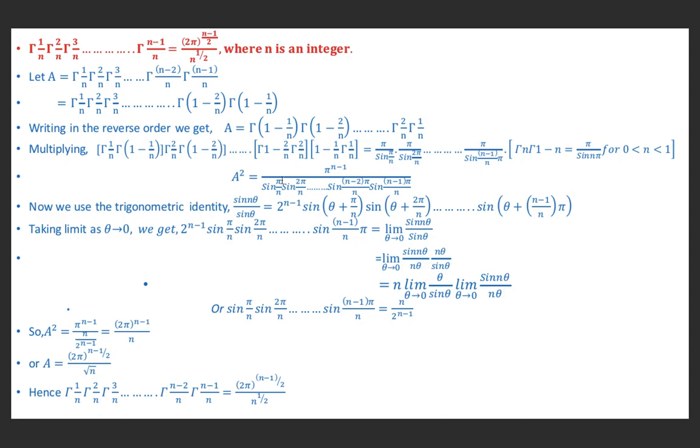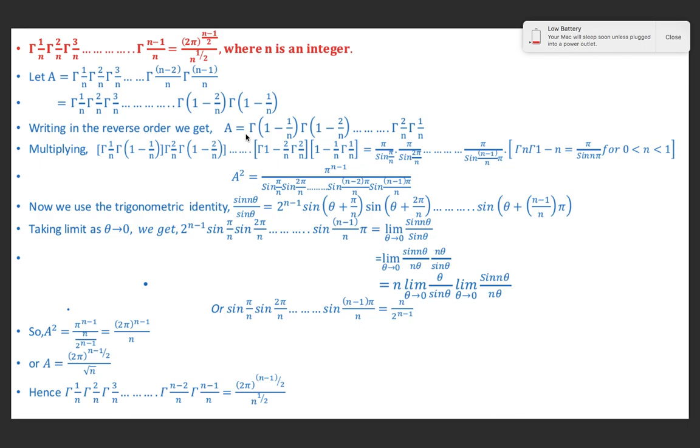And using trigonometry, this may be written as π upon sin(π/n), this term π upon sin(2π/n), and this term π upon sin((n − 1)π/n), because Γ(n) Γ(1 − n) is equal to π upon sin nπ. This we have proved. And this term is nothing but a into a, means a square. So a square is nothing but π into π into π.